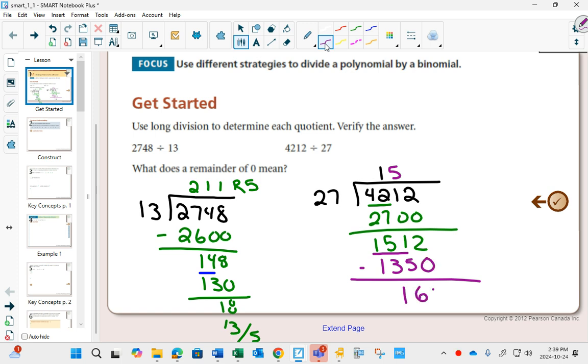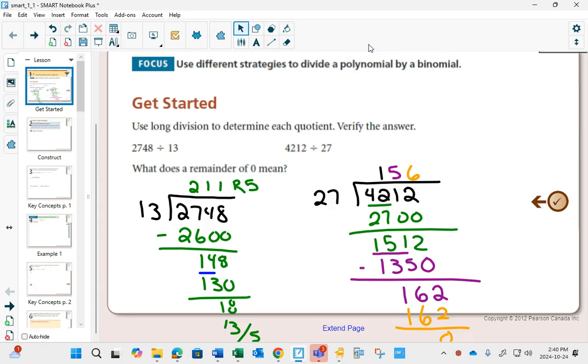160. This is technically a 0 there. 162. Just how you said, 162 is one of the multiples of 27. That is handy, so I don't have to redo my mental math. I checked already that 6 works. 6 times 27 is 162. And we get a remainder of 0. So this one factored or divided perfectly.